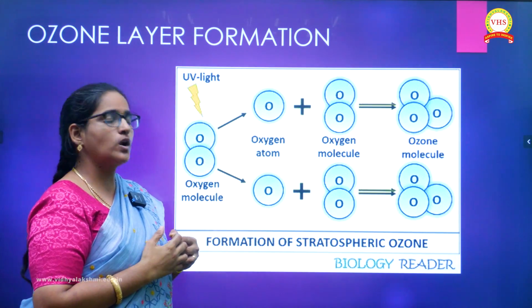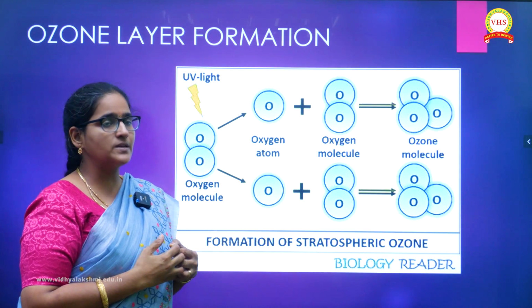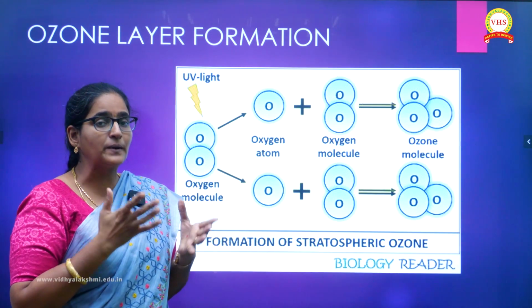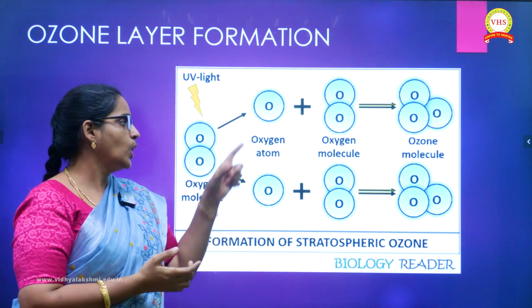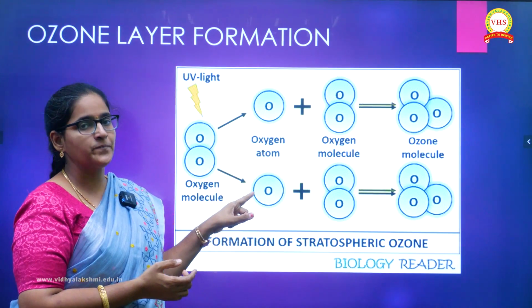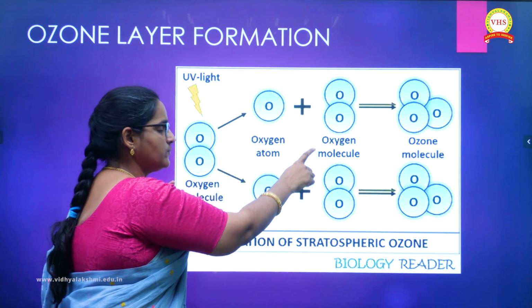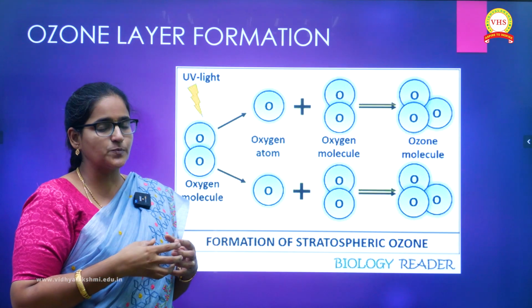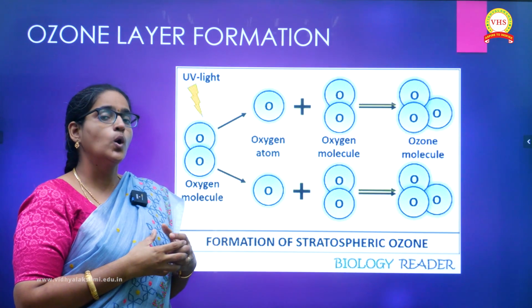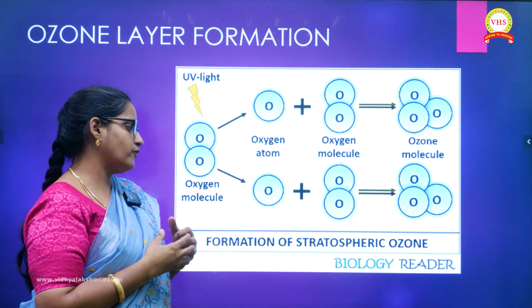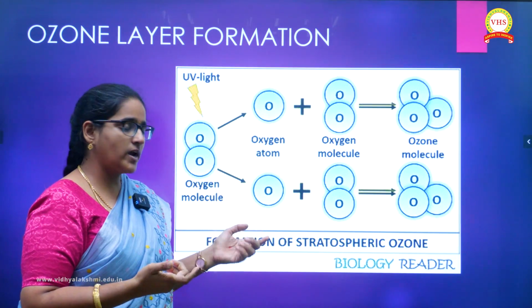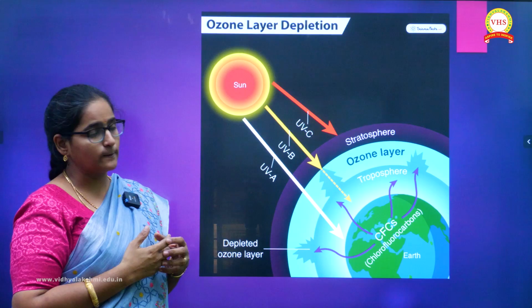So here it involves 2 steps. The first step is the action of UV light on the O2 molecule, which leads to the breakdown of this O2 molecule into 2 atoms of oxygen. Now this individual atom will go and combine with another O2 molecule which is present in the atmosphere. Together they form the ozone layer, whose molecular formula is O3. And this formation takes place naturally in the stratosphere layer.